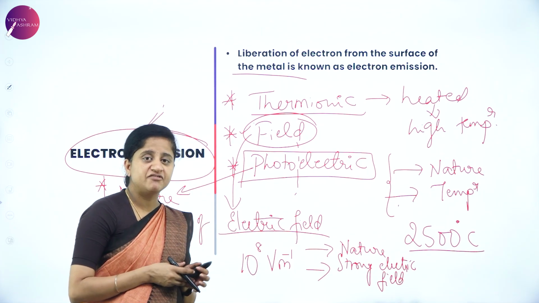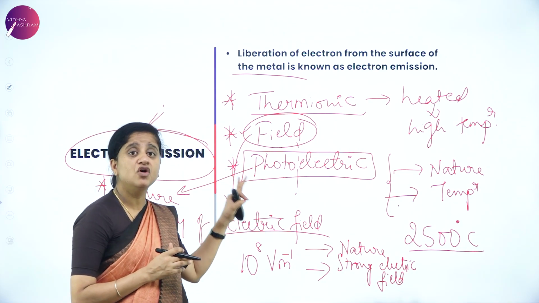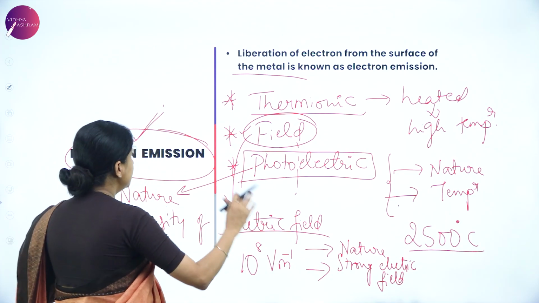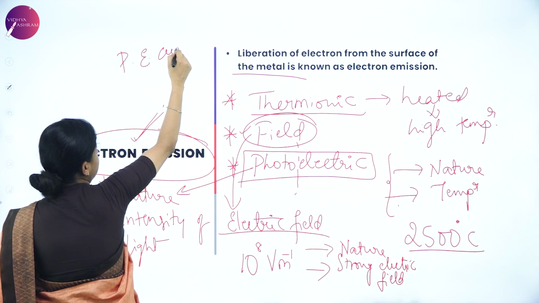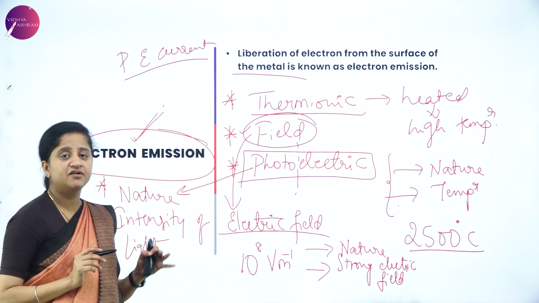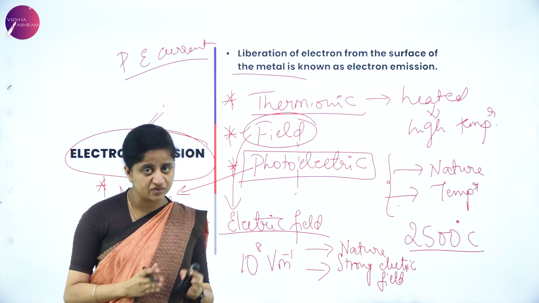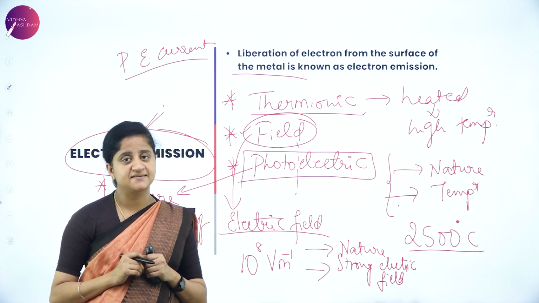In the photoelectric effect, the electrons that liberate from the metal surface are called photoelectrons and the current due to these photoelectrons is called photoelectric current. So these are all related to the photoelectric effect. The electrons which come out of the metal surface are called photoelectrons. Current due to these photoelectrons is called photoelectric current.